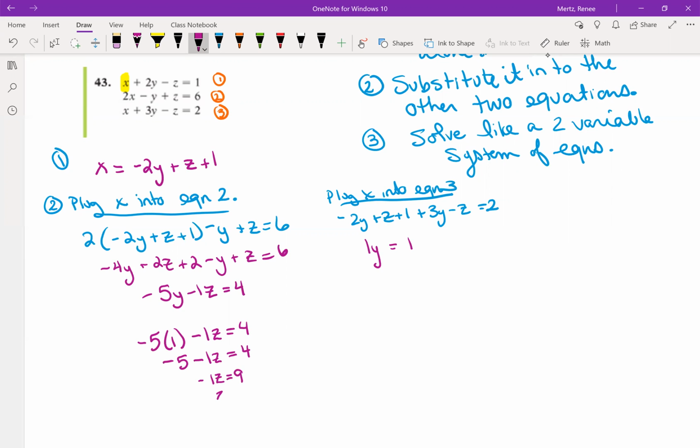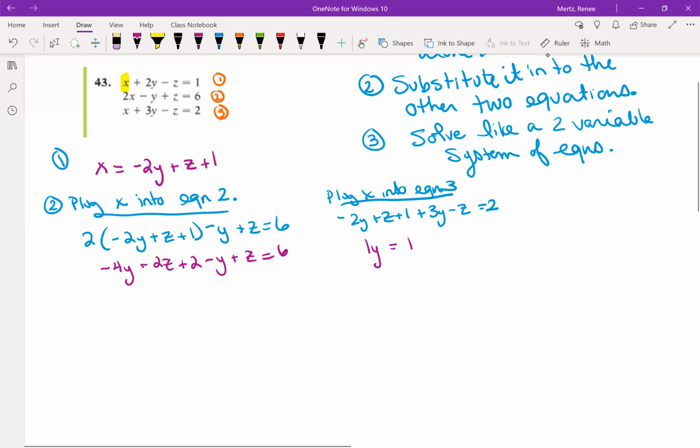I don't think this answer's right. Let me just check my math here because I don't think that answer is right. I'll be right back with you. Okay, I found my mistake. I apologize. So that's how easy it is to make a math mistake.